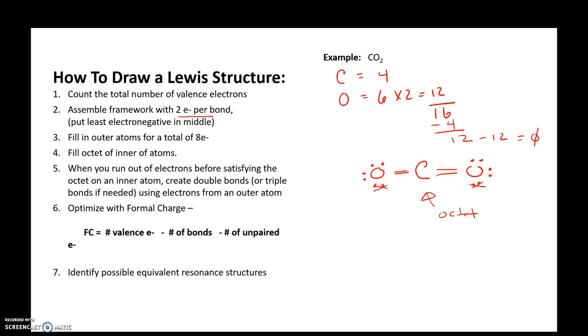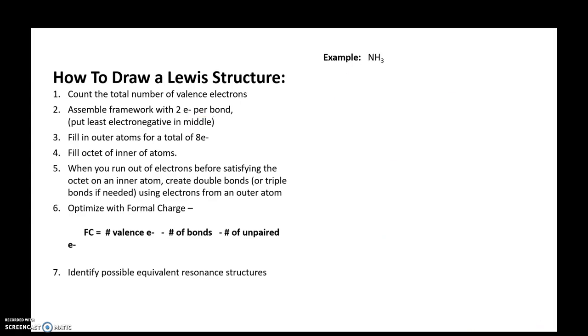For this example, I can calculate the formal charge of the 2 oxygens, and that is 6, the number of valence electrons, minus the number of bonds, minus the number of unbonded electrons, which is 4. And so the formal charge for oxygen is 0. The formal charge for the carbon, we calculate the same way: 4 valence electrons minus 4 bonds minus 0 unbonded electrons is 0. What we want is our formal charges to be 0, so this is good.